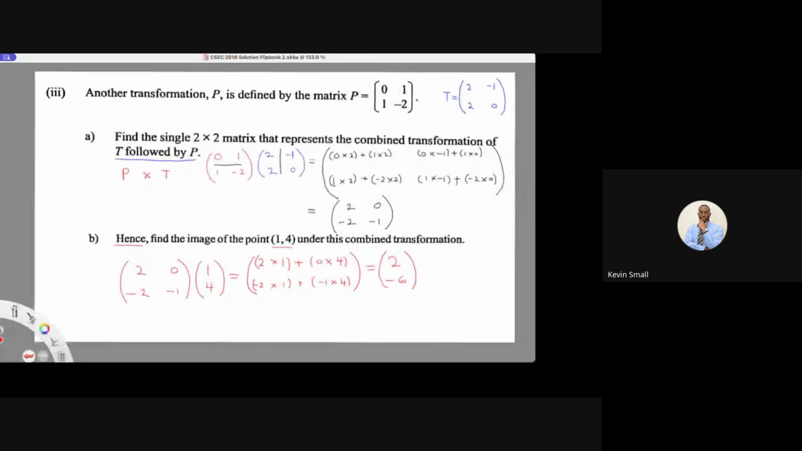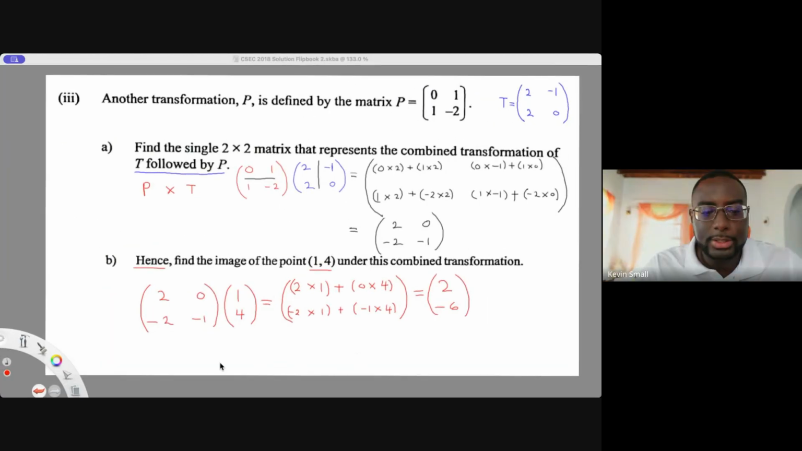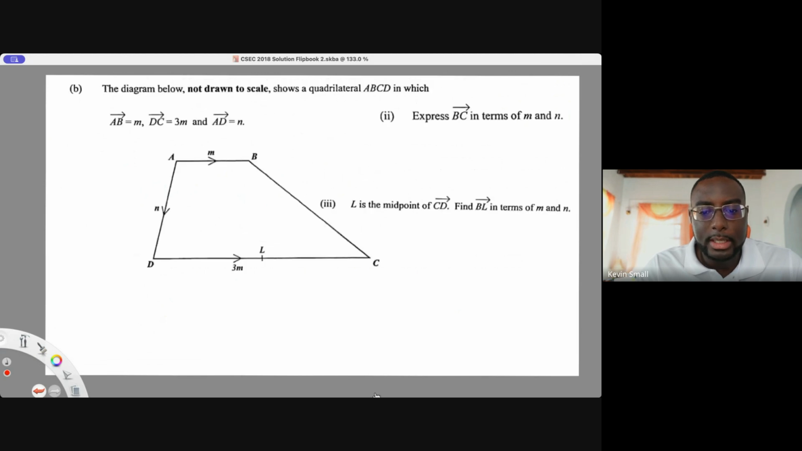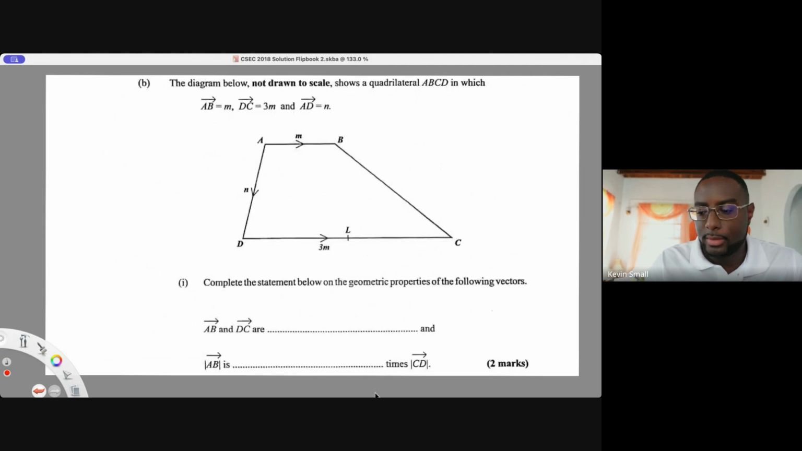All right, so I have to move on to the last question now. So the last question, amen, we are there now. It is this vector question, and it seems like a fairly straightforward vector question. I hope so. Fingers crossed. Actually, it is. So let's look at this vector question here very quickly. You have this, not drawn to scale, quadrilateral ABCD. They give you AB as m, DC as 3m, and AD as n. And they have the arrows to show the direction that they mean.